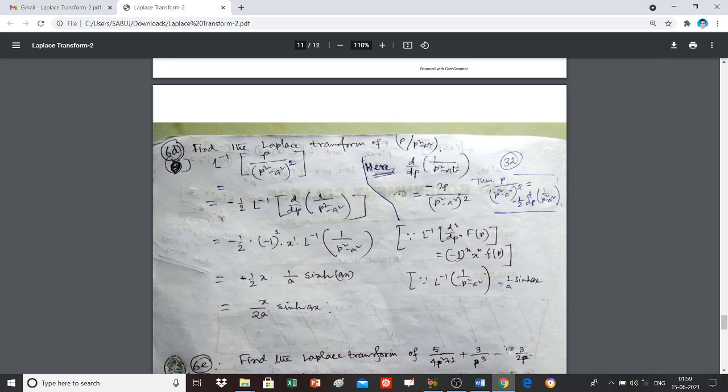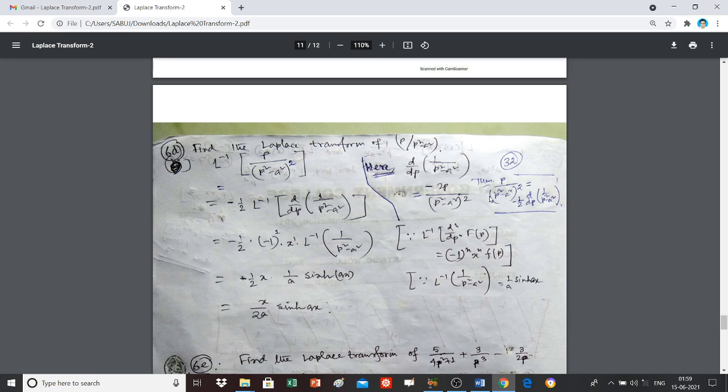And here just find out the value of d dp of 1 by p square minus a square, that is minus 2p by p square minus a square whole square. Just use this method, actually you can find out, and here the calculations are. So therefore, the Laplace inverse transform of p by p square minus a square whole square is equal to, from here you can write, minus half then L inverse d dp of 1 by p square minus a square, because d dp of 1 by p square minus a square is equal to this, and from here you can write p by p square minus a square whole square is equal to minus 1 by 2 d dp of 1 by p square minus a square.